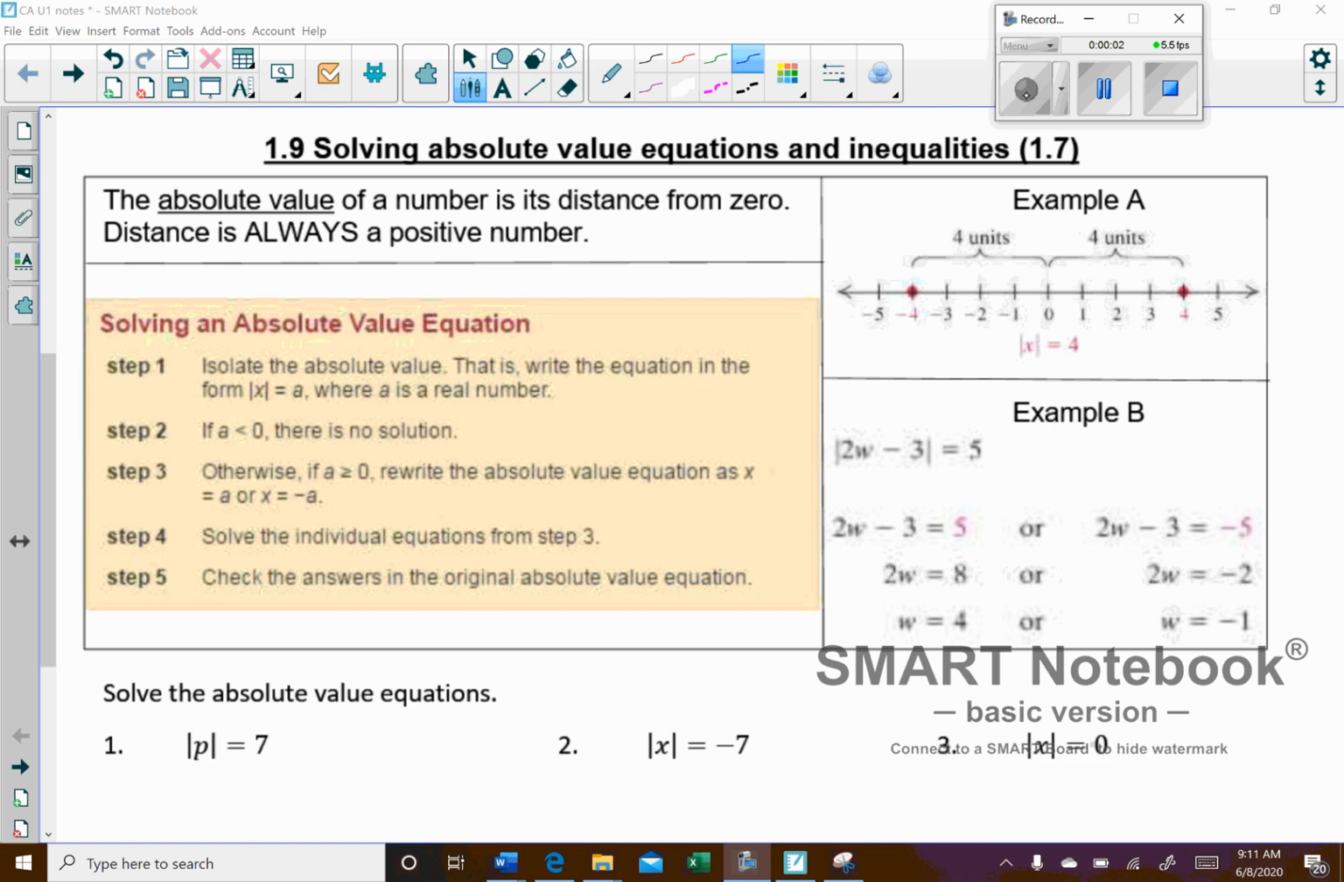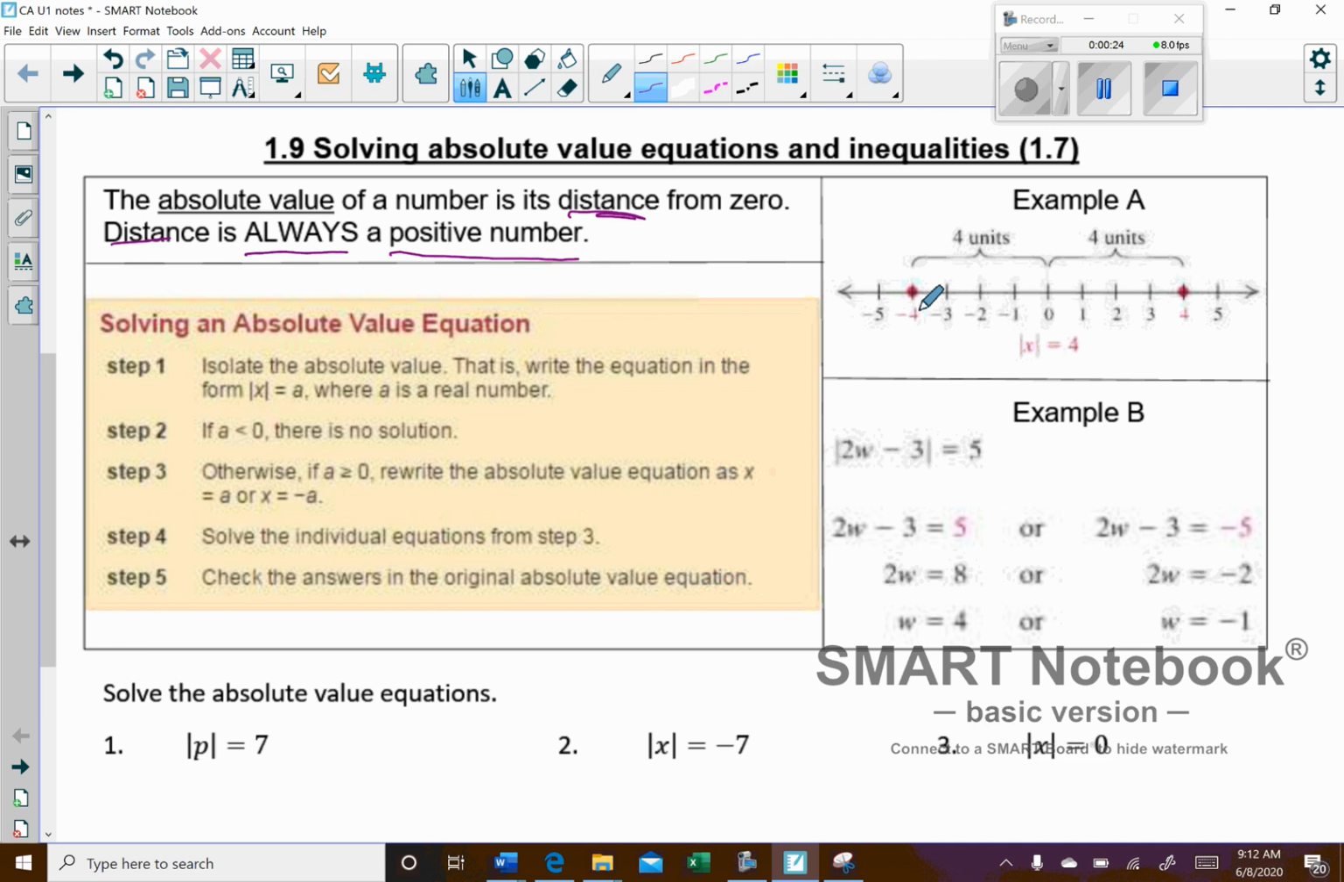Okay, so we're going to continue with inequalities, but now we're going to add absolute values. So before we look at absolute value inequalities, let's review what an absolute value is. The absolute value of a number is its distance from zero. Distance is always a positive number, okay?